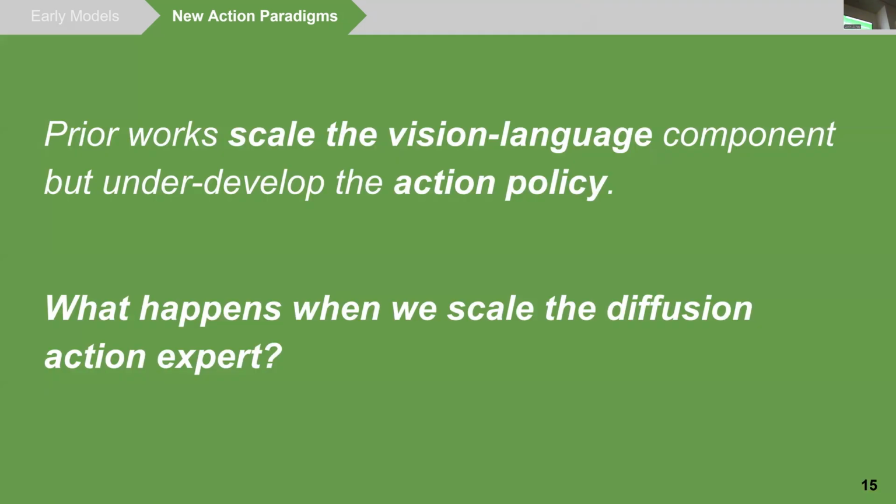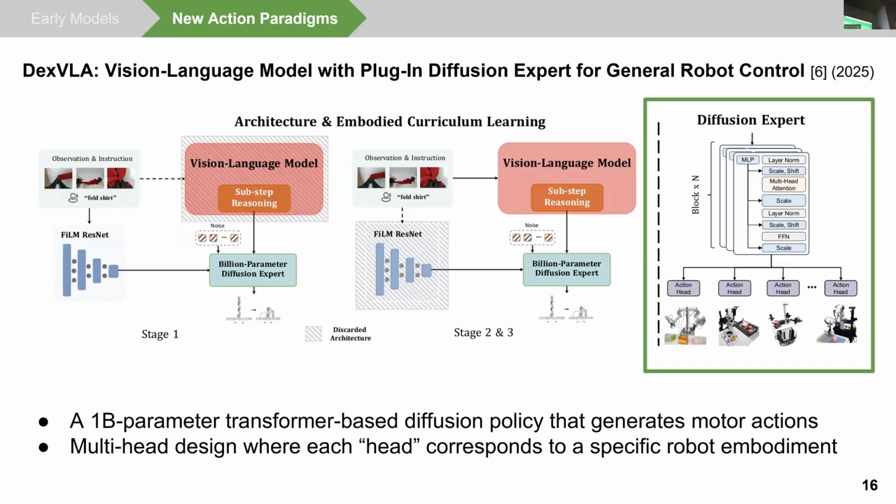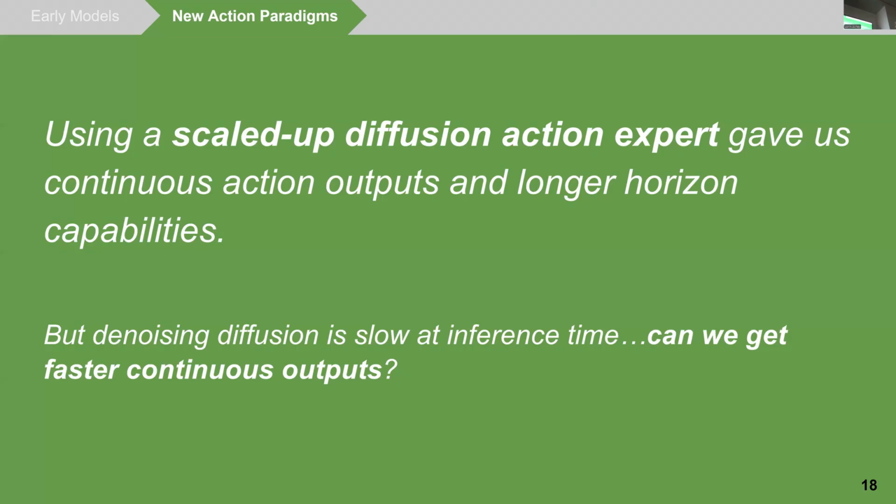Okay, so we looked at scaling up this diffusion action expert to get continuous control and long horizon capability. But if you've worked with denoising diffusion, then you'll know that it's kind of slow at inference time. For denoising diffusion, the nature of it is that you can't really get away with not doing all the denoising steps to get a coherent output. So you're having to do that at inference time. And you start to wonder, can we get faster continuous outputs somehow?